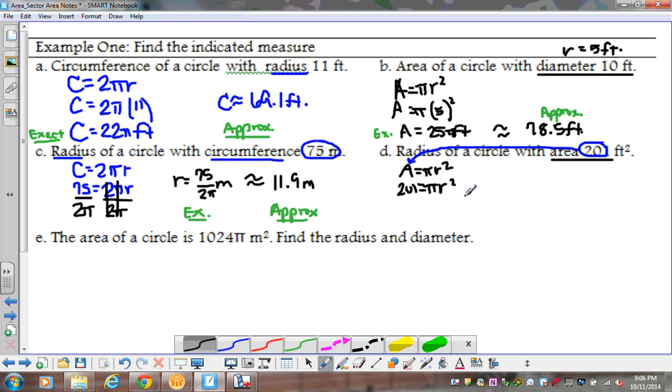Now my exact value, we're going to do that first, and then I'll show you what that's going to look like as my approximate. For my exact value, I'm going to divide by pi on both sides.